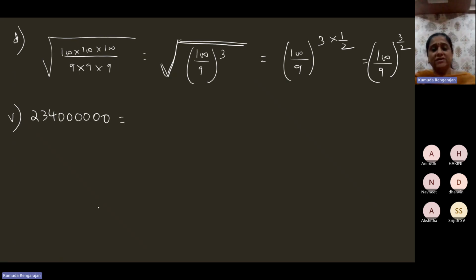Now to write, I'll take a simpler number. For example, 579. Supposing we need to write this in the standard form. So we need to first bring this number 579 to a number which is 1 or more than 1, but less than 10. So now where is the decimal point? It's here, because you don't see the decimal point, that means it's here.